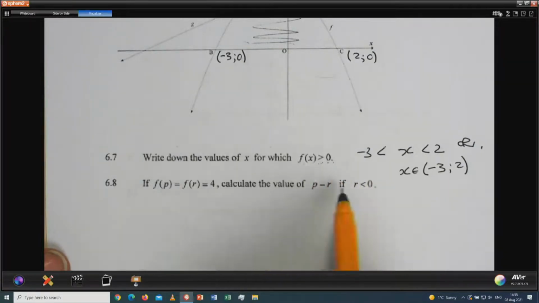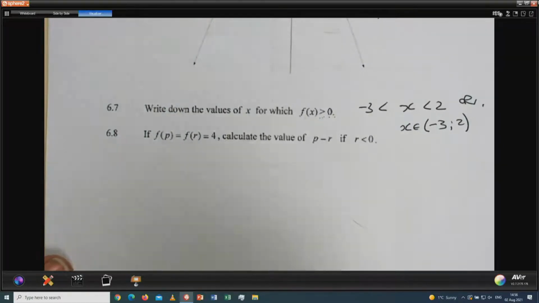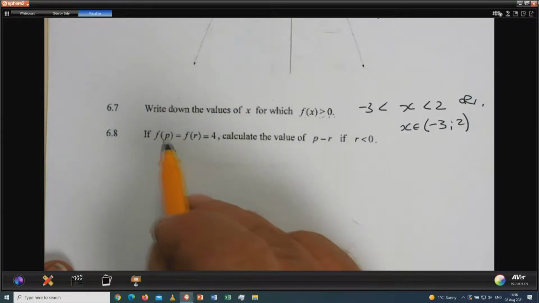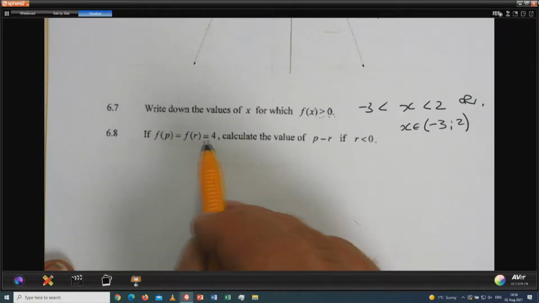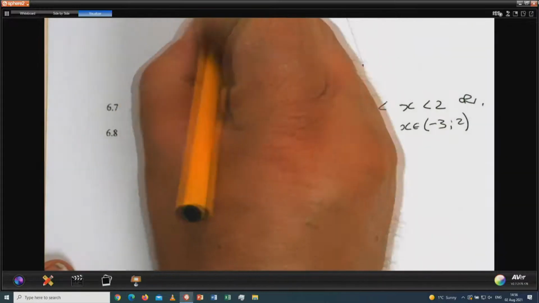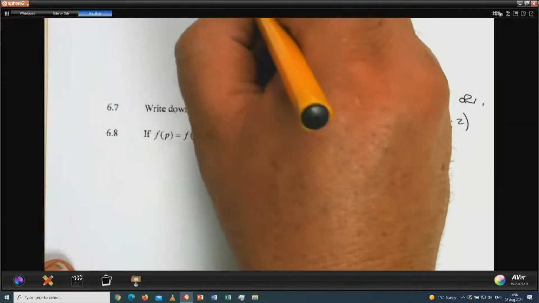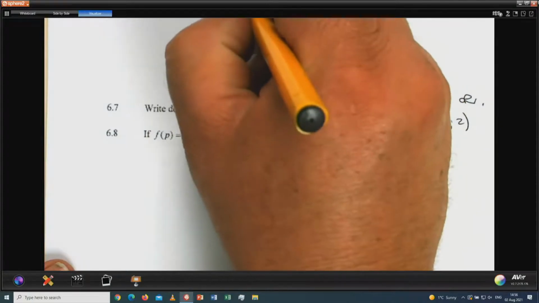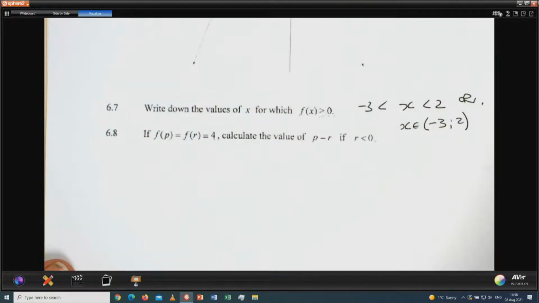Now, in this case here, the last one, 6.8, says that f of p is equal to f of 3 is equal to 4. So it tells you that the y value here is 4. The y value is 4. So this value here is negative 2. And this value here we can determine by using the axis of symmetry.